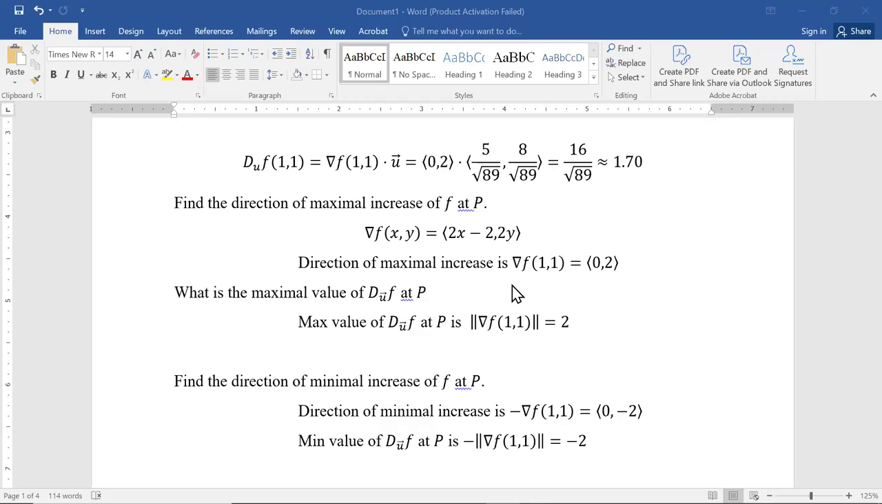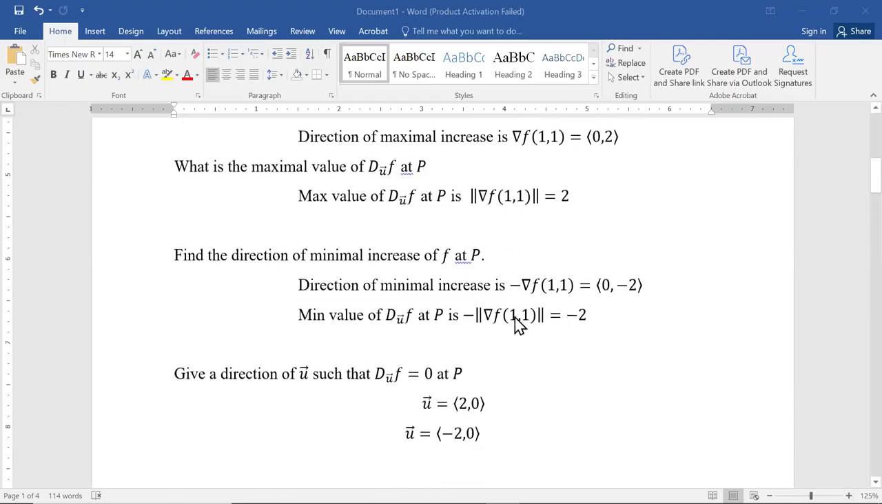And that's what this is telling us. Maximum direction of increase is in the direction 0, 2. Maximum value of increase is 2 units. Minimal increase is in the direction 0, negative 2. Minimum value of increase, or minimum value of the directional derivative, is negative 2.